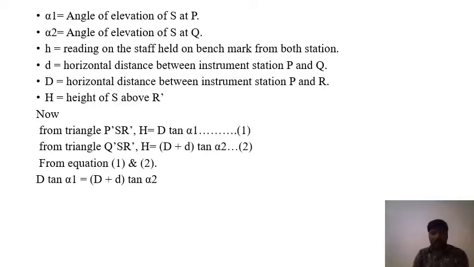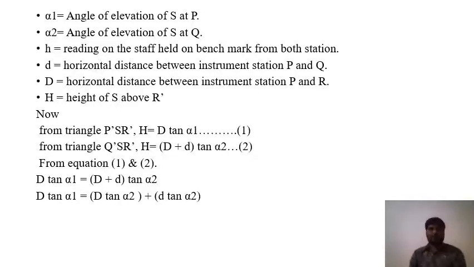Same horizontal line. So we can say that D tan alpha 1 is equal to (D plus small d) tan alpha 2. Okay, so now if I multiply capital D with tan alpha 2 and then small d with tan alpha 2, then I will get this kind of thing. Okay, so we simplify it.